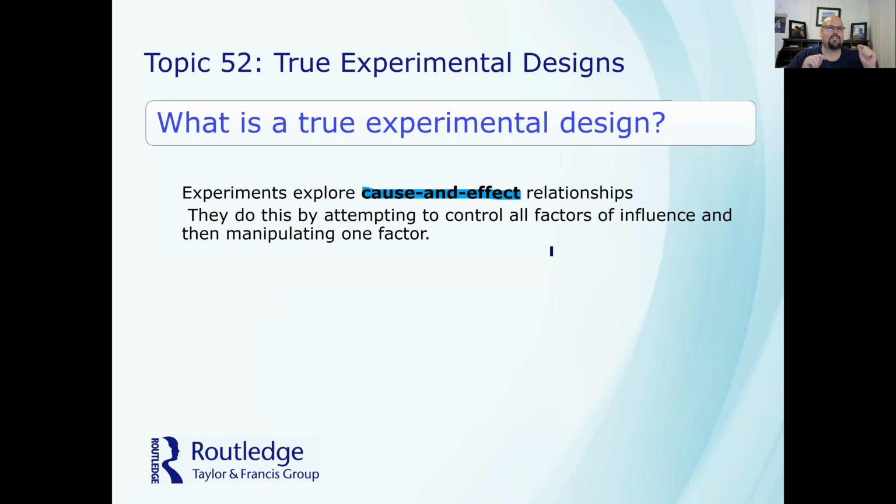So last lab, we weren't establishing causality of effect. We were establishing that there's a link between those variables, the book reading and the movie watching. In order for us to establish a cause and effect relationship, we have to attempt to control all factors of influence. And we then manipulate a factor as part of our experiment. So when we control all factors of influence, what we're really talking about is trying to control extraneous variables.